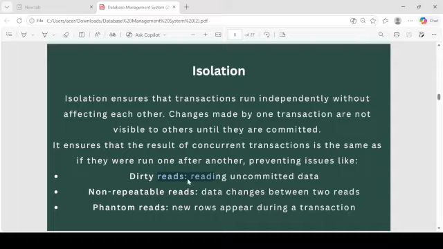Dirty reads means reading uncommitted data. For example, if money is transferred from account A to B, and the transaction has not fully succeeded, but it is shown to account B, then this is known as a dirty read, meaning reading uncommitted data. Non-repeatable reads means data changes between two reads. And phantom reads means new rows appear during a transaction. So this is the isolation property, which is used in DBMS to make transactions independent without affecting each other.